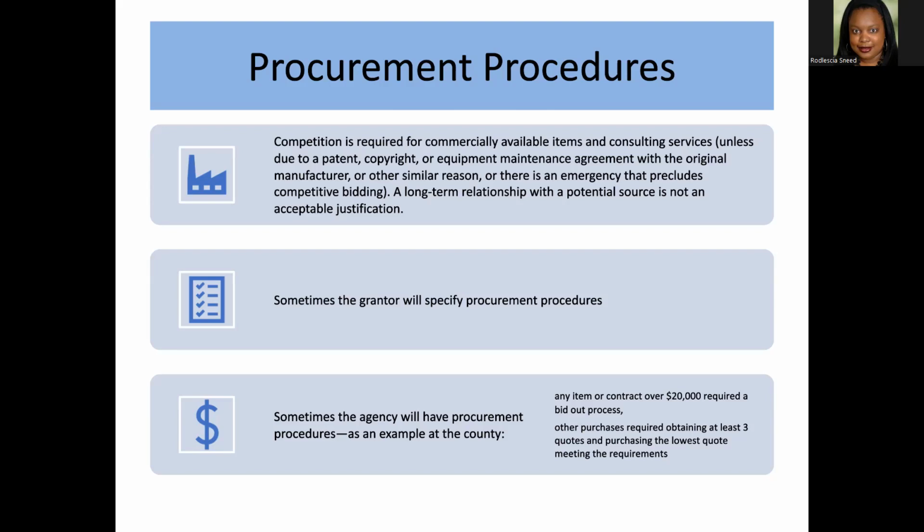Sometimes the agency will have procurement procedures. As I mentioned here at the county, we had any item over 20,000 requiring a bid out process. Other purchases, we obtained at least 3 quotes and purchased the lowest quote meeting the requirement.